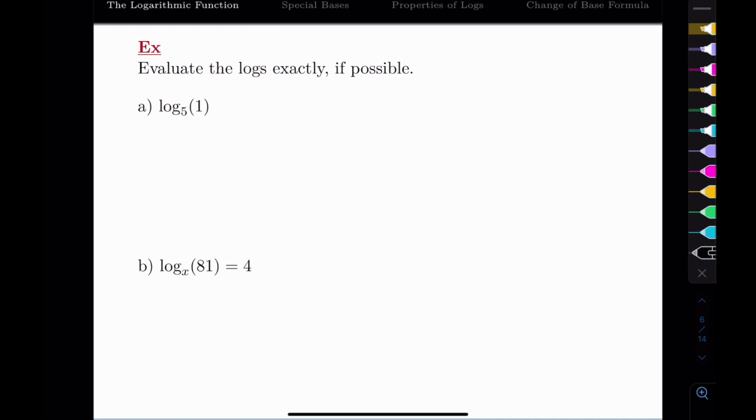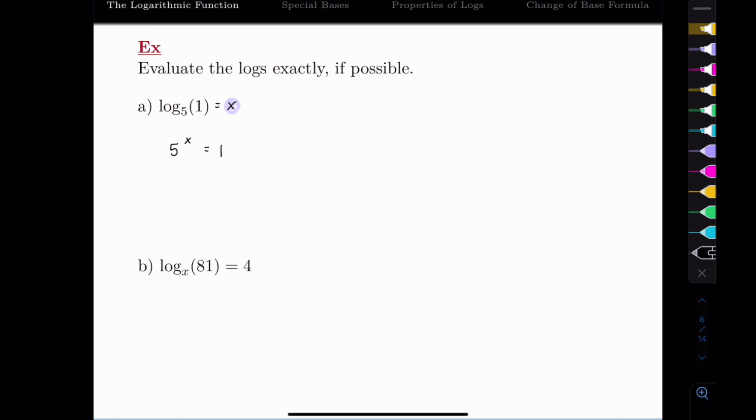Like this one, if I try to evaluate log base 5 of 1, I have no idea what that is off the top of my head. The only thing I do know is this equals something. So I'll say it equals x. What I can do now is turn this into exponential form, and I want to figure out what x equals. So re-putting this in exponential form, my base is 5, my answer is 1, and my exponent is x.